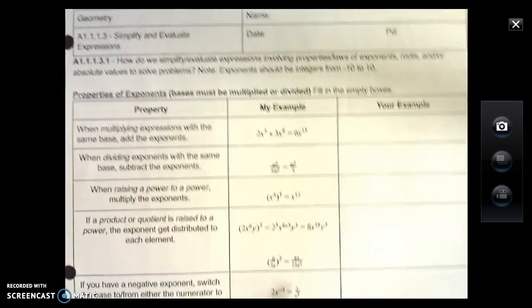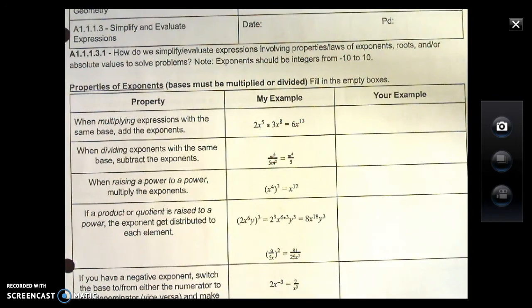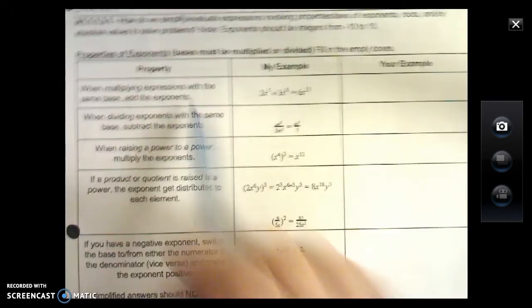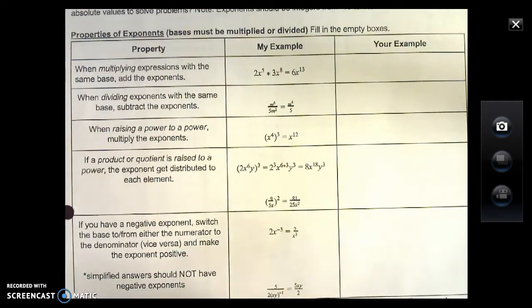Okay. So properties of exponents, bases must be multiplied or divided to fill in the empty boxes. It's all about simplifying things down, like condensing it down to make it look real nice. So we have a few big ideas when it comes to properties of exponents. So let's take a look.